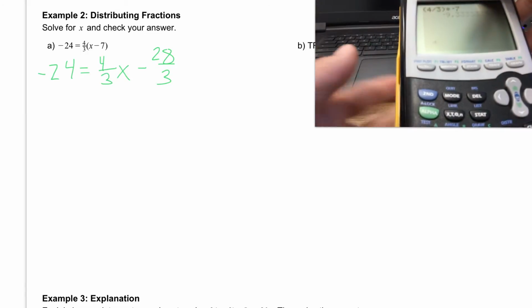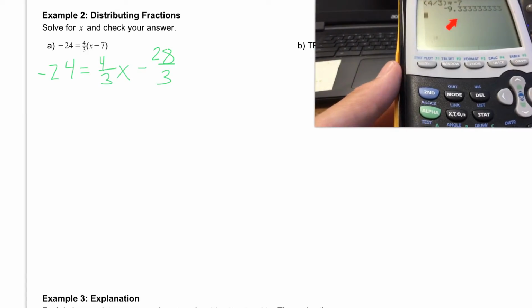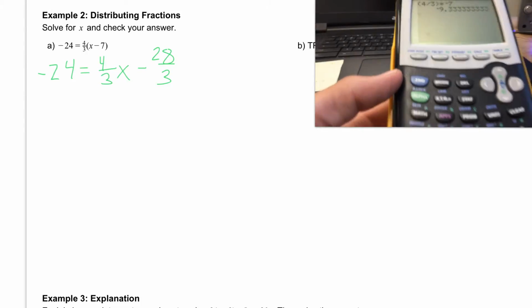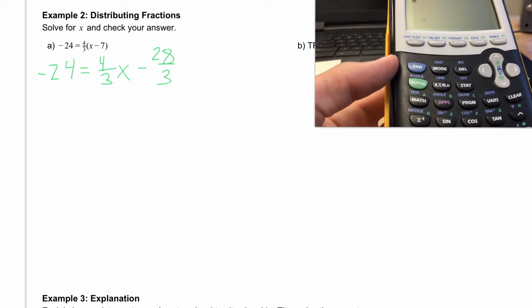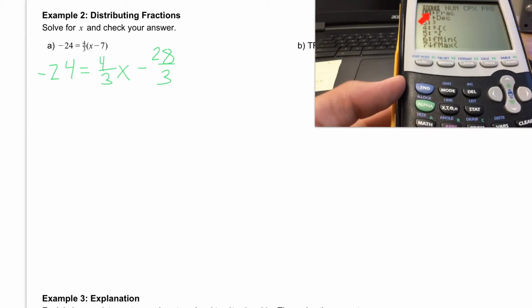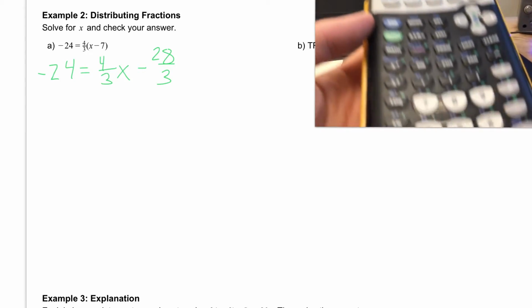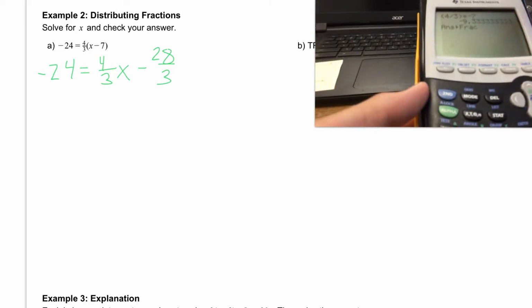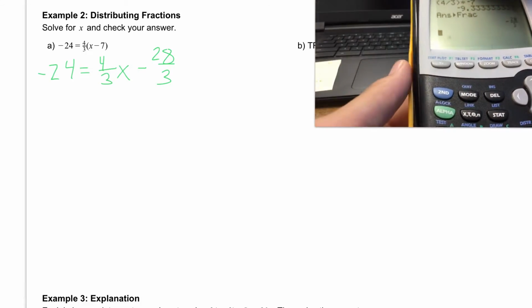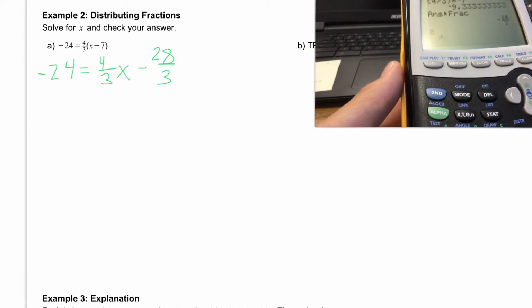When we hit enter, you see this long fraction with the decimal at it. To make that a nice fraction to use, you're going to find the math key, which is right underneath that alpha key. So we're going to hit math. And the very first choice is to change it to a fraction. So you want that. So you're going to hit enter. It's going to say change your answer to a fraction, and that's what we want. So we're going to hit enter again, and you get a nice fraction of negative 28 over 3. Now, back to our problem.